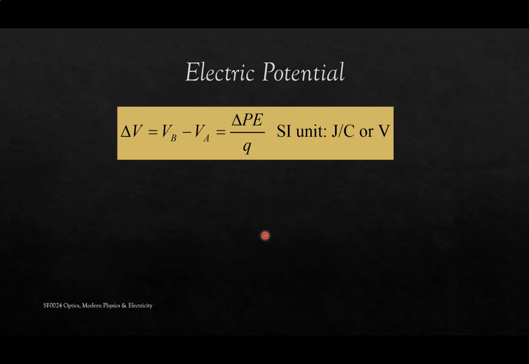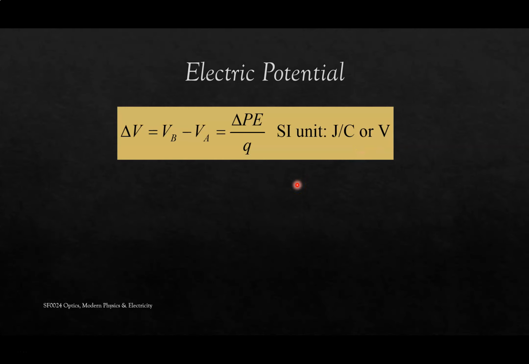Electric potential. Let's define an electric potential difference. We will define the electric potential difference, or delta V, between point A and point B as the change in electric potential energy as a charge Q moves from A to B, divided by the charge Q. The SI unit for electric potential difference is joule per coulomb, or volt.